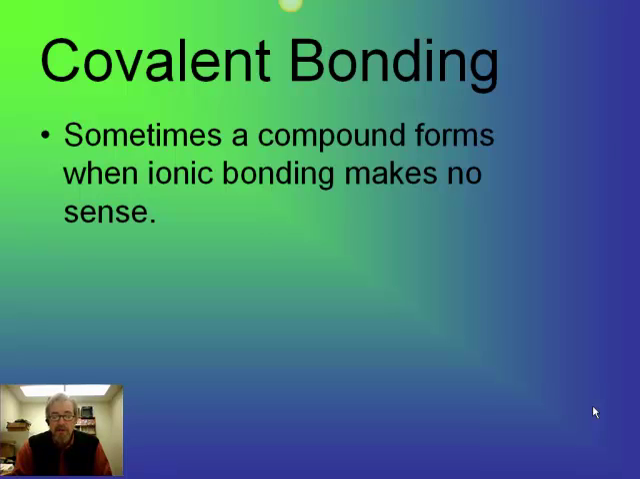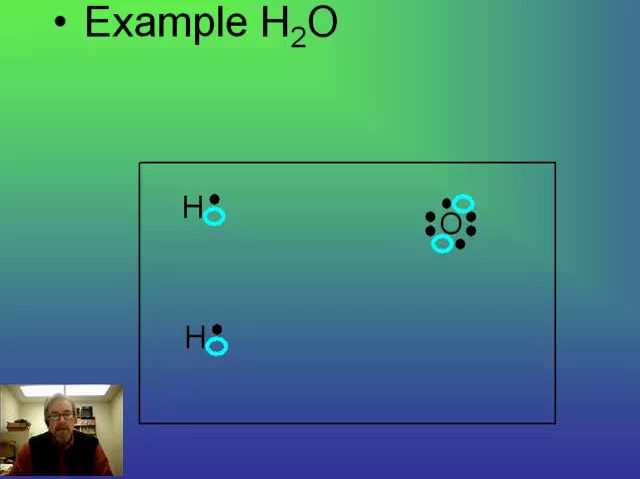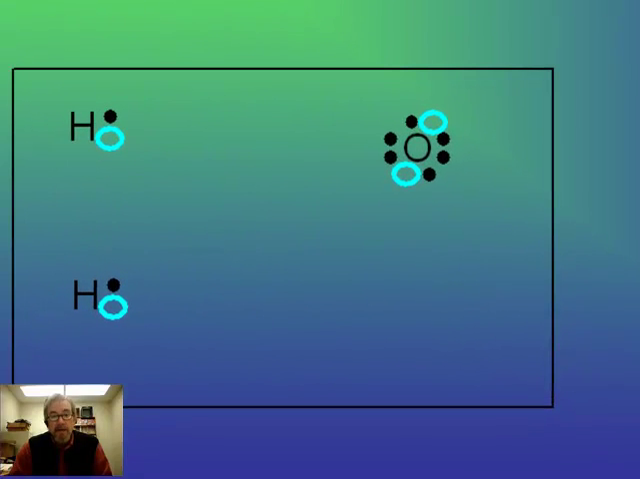Ionic bonding just doesn't make any sense for some situations. An example of that would be water. Water's got two hydrogen atoms and one oxygen atom. If you look at a normal unbonded hydrogen atom, it's got one dot, and to become like helium, it needs two dots. That would be stable for hydrogen. Helium is the closest noble gas for hydrogen. Oxygen has 6 dots, 6 valence electrons, and would need a full 8 to become stable.